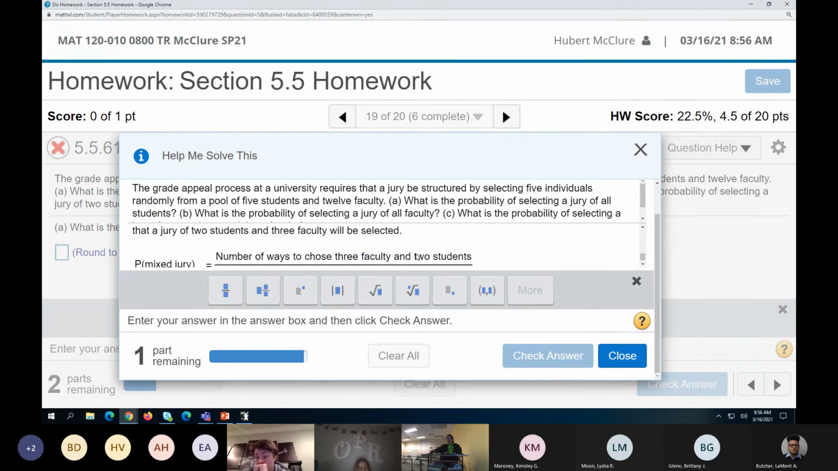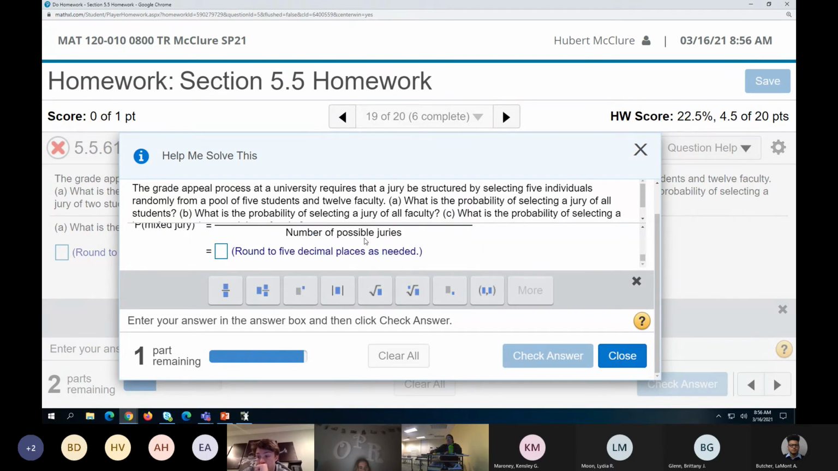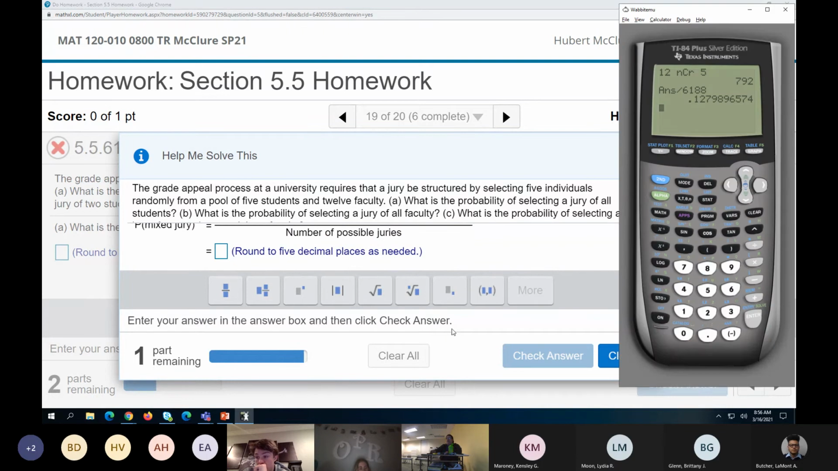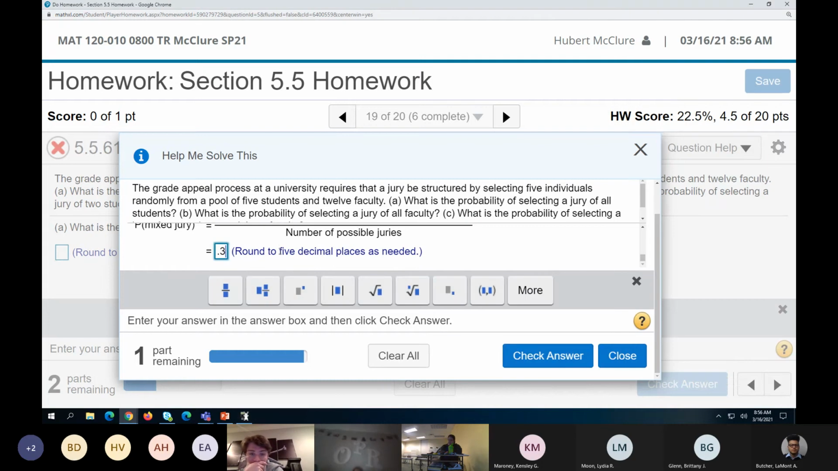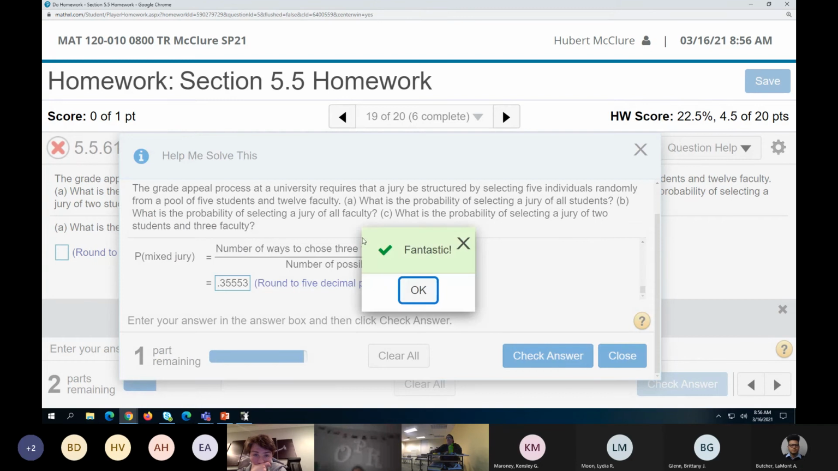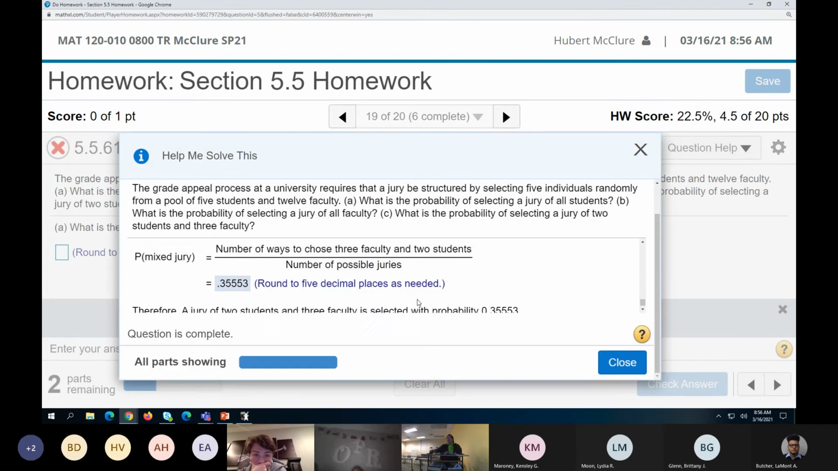And what is that? What's that number? 2200 over 6188? I'll do it. 2200 divided by 6188. And I get 0.35553. 0.35553. And that is your answer.